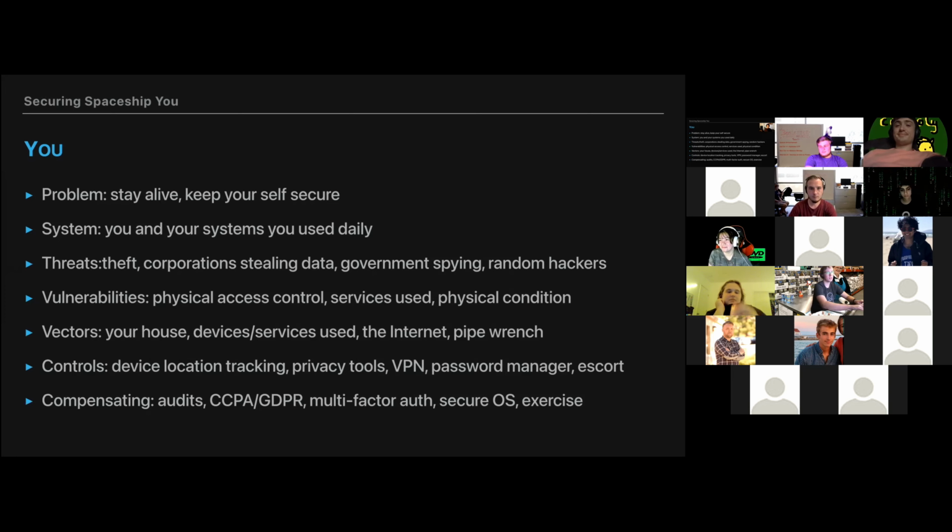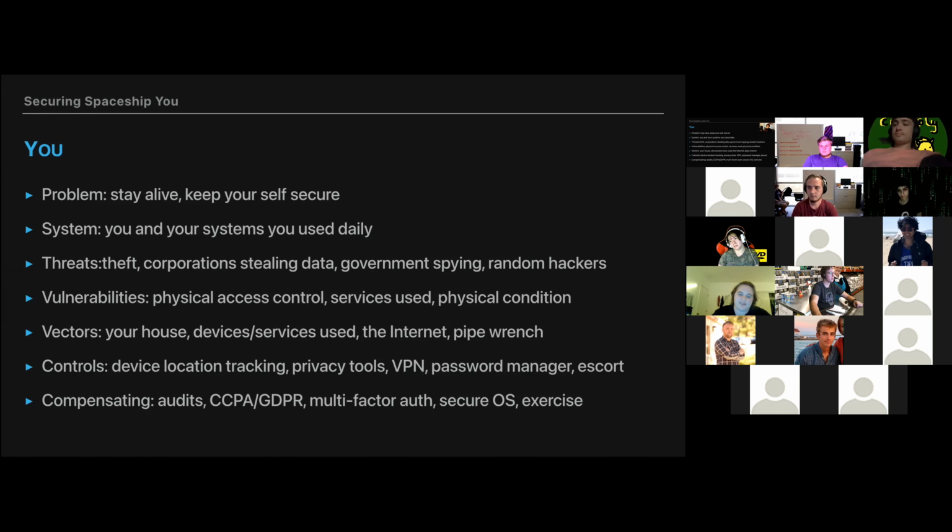Compensating controls might be auditing, to make sure that your email or your account hasn't been exposed in a dump from who knows what servers. Have I Been Pwned is one such resource. Another compensating control might be the CCPA or the GDPR, so that you can actually go after companies, maybe not the government, but at least corporations that are trying to steal, sell, or otherwise monetize your data without your consent. Like I said earlier, multi-factor authentication is a possible compensating control for your passwords, right, in case they're stolen, leaked, or cracked or otherwise.